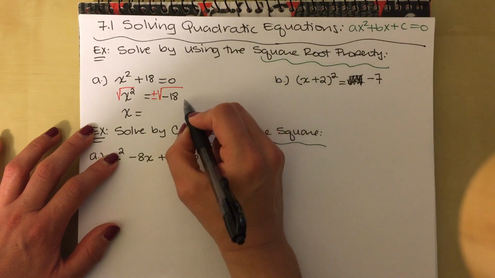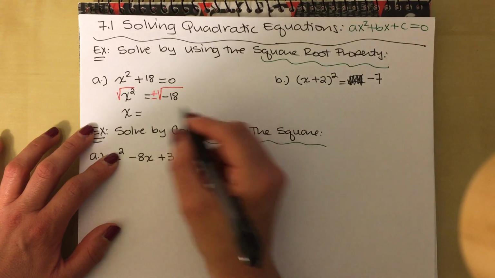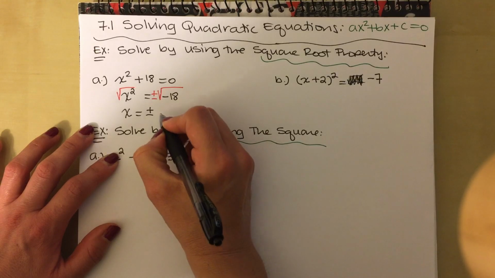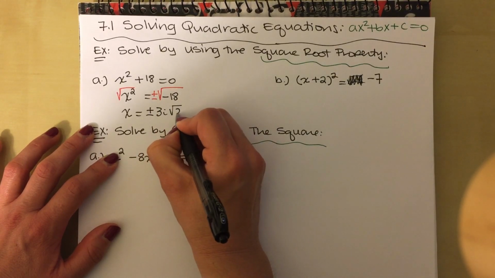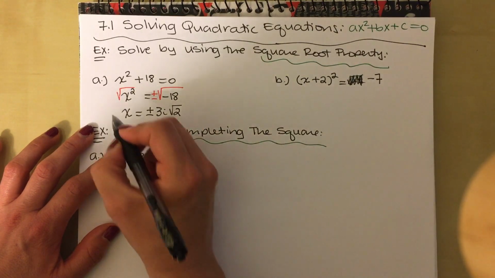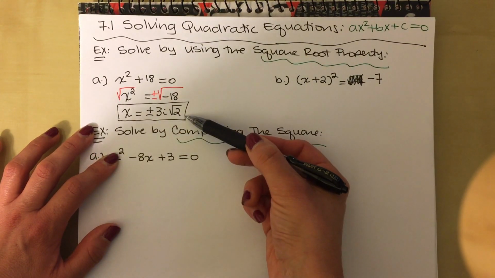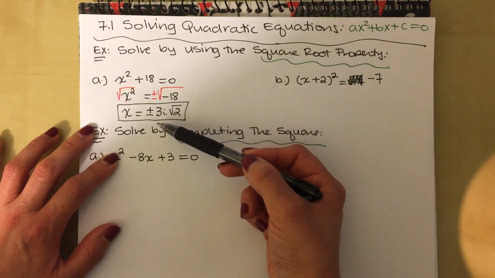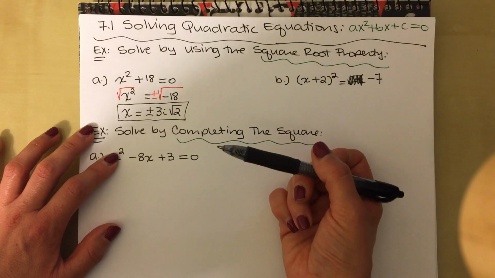Negative 18, if you remember, is negative 9 times 2. Square root of negative 9 is 3i, and 2 stays inside the radical. This is our final solution. There are two answers here, positive version and negative version. We write it like this because it's more concise.